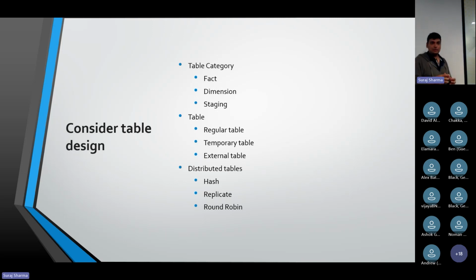With hash, you are going to pick a key column that you want to distribute on. It can be a month, a date, a primary key, or anything that you want. So you use one of the columns to decide the hash, and that hash is going to move the data across these buckets.